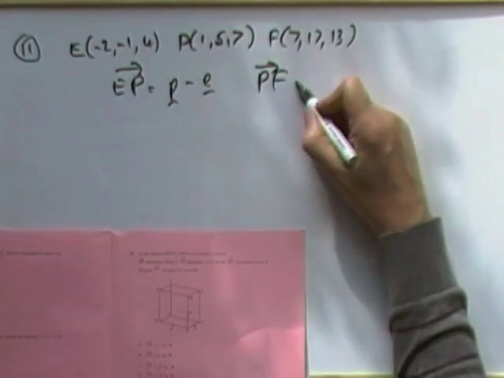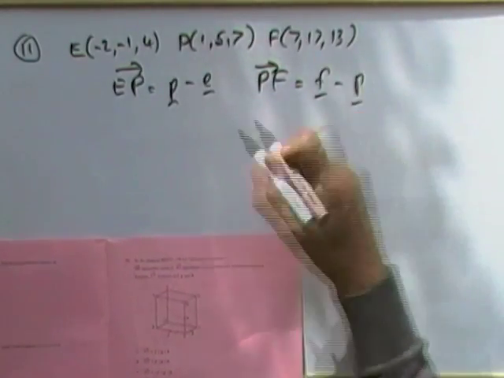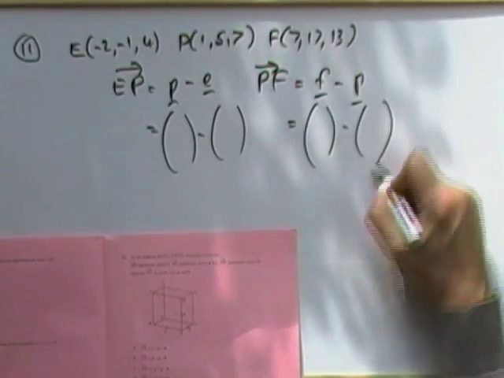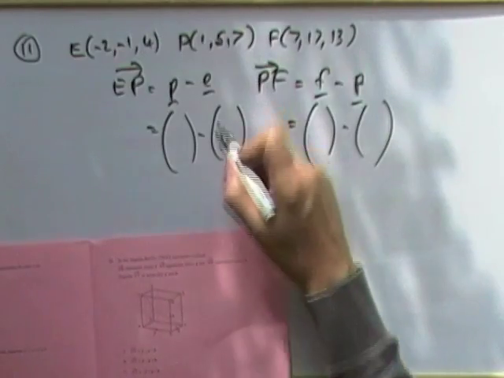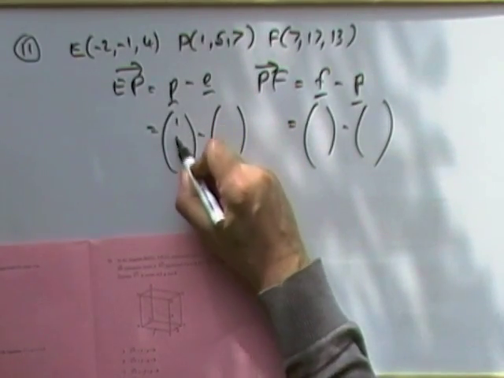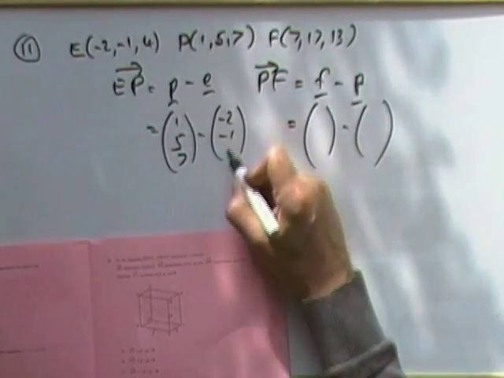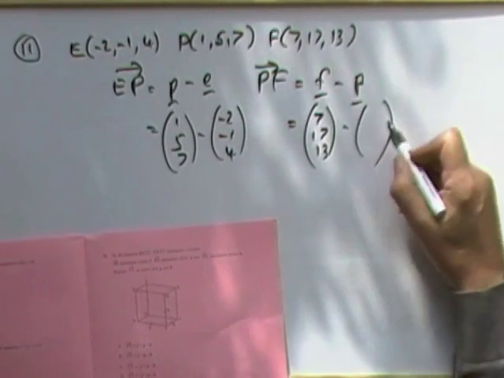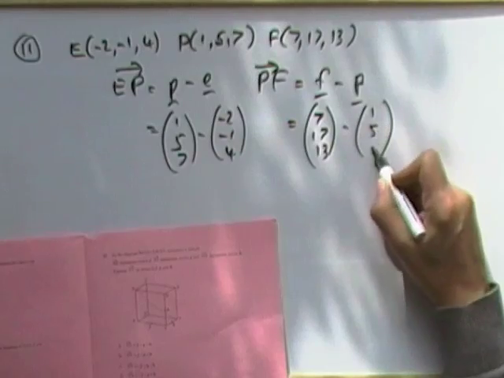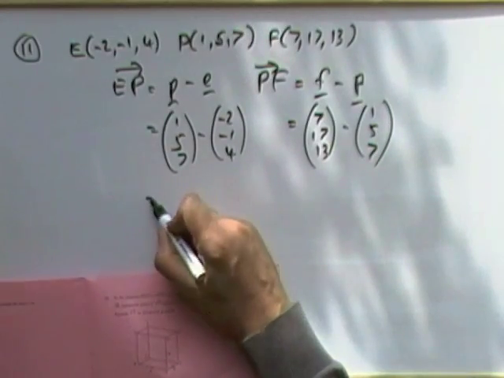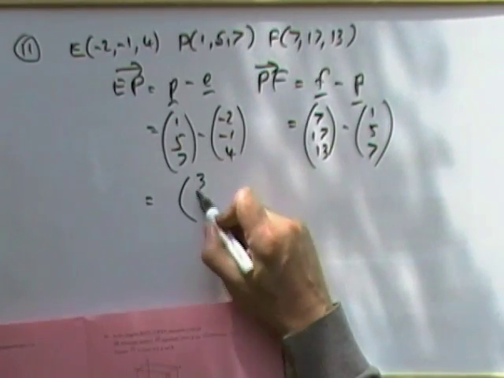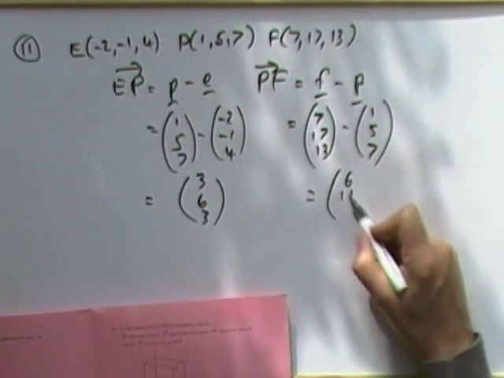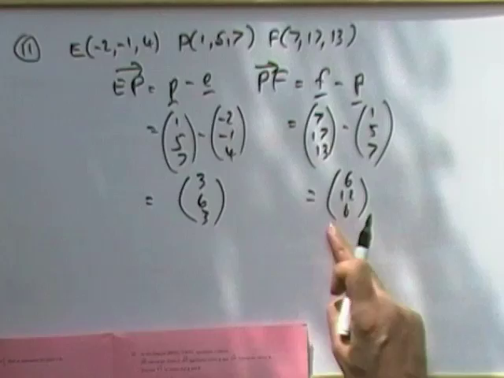P minus E, F minus P, subtracting the position vectors. So you would be subtracting them all. You don't need to do this in this question. I'm just mentioning this part of it here. So P minus E, that would be 1, 5, 7, take away negative 2, negative 1, 4. That would be 7, 17, 13. Take away P, which is 1, 5, 7. And then that would give you 3, 6, 3. And that would give you 6, 12, 6. And you can see that that's double that.